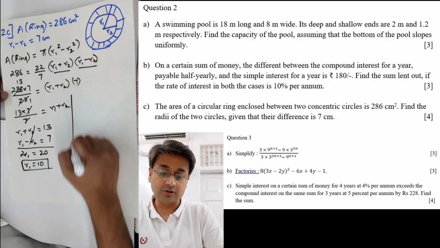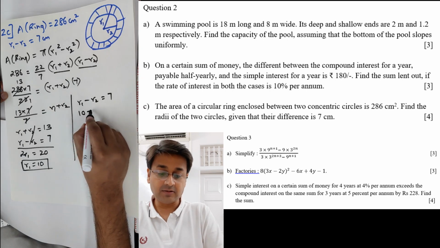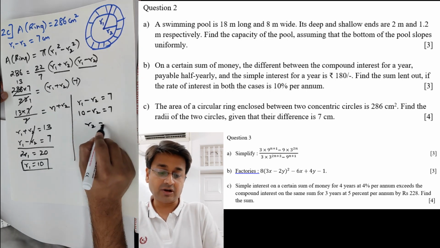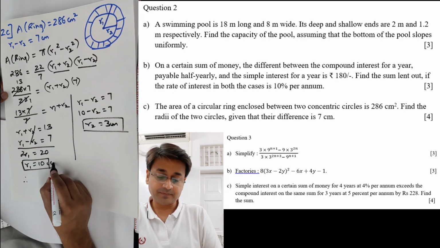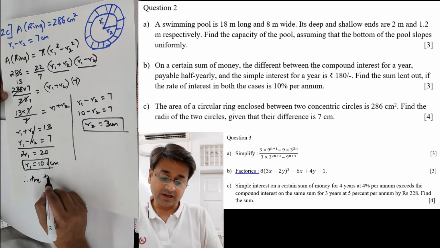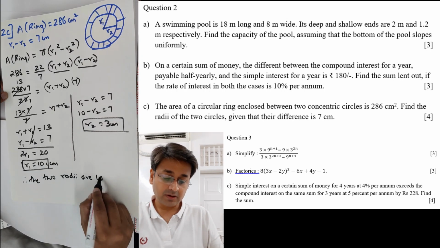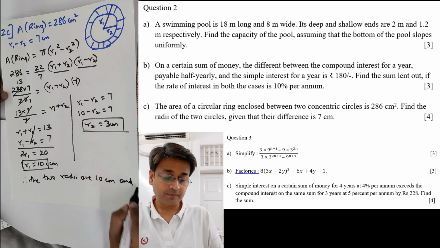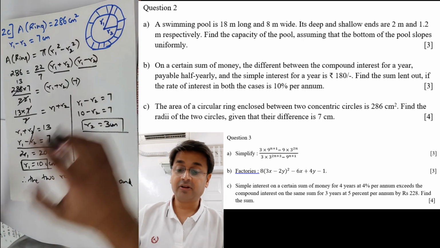How will I get R2? So R1 minus R2 is 7. So 10 minus R2 is 7. So R2 becomes 3 centimeters. So we can say therefore the two radii are 10 centimeters and 3 centimeters. That's it. Yeah. How will you give marks to yourself?